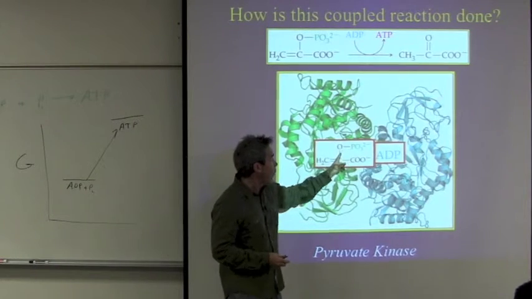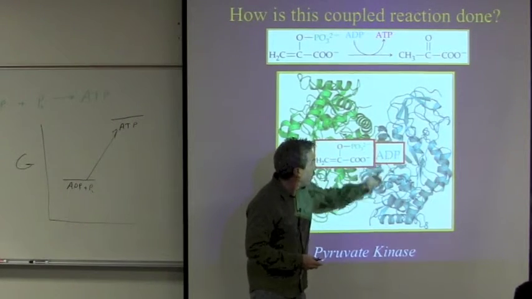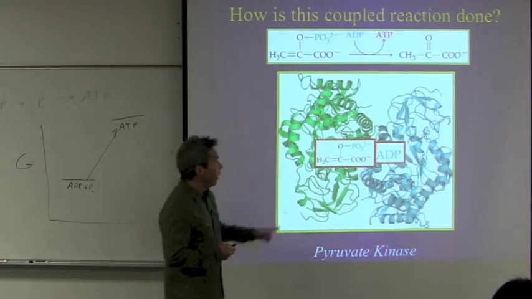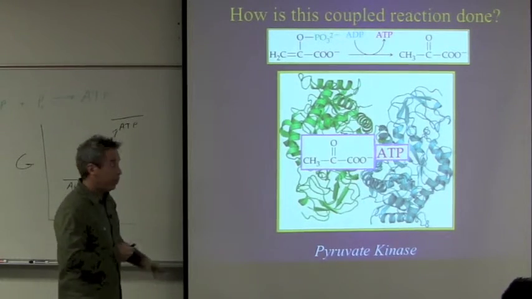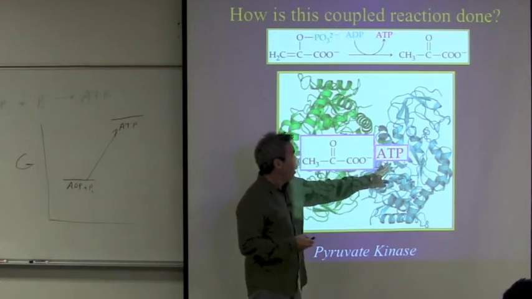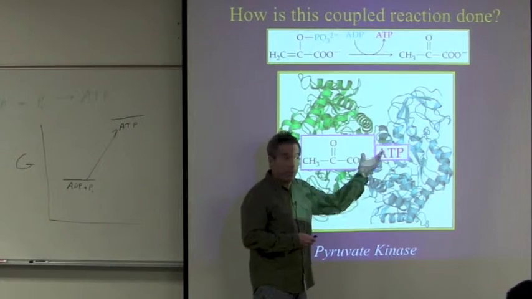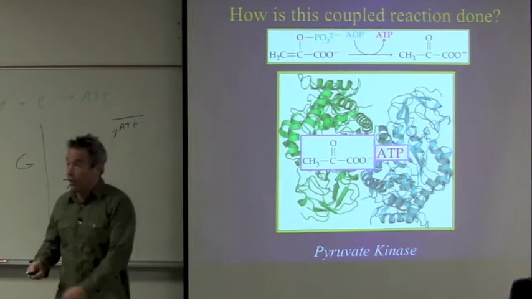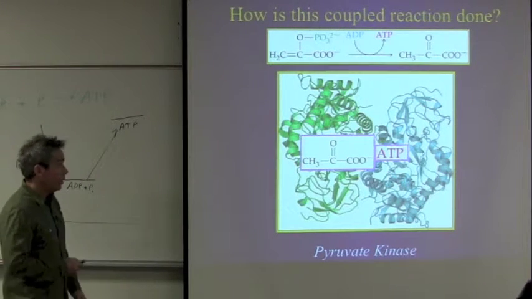This bond to the phosphate is broken, a new bond here to ADP is made. The reactants are converted into products. The products are no longer the same shape as the reactants, so they don't fit in the active site as well, so they come out, leaving the enzyme free to catalyze another reaction.